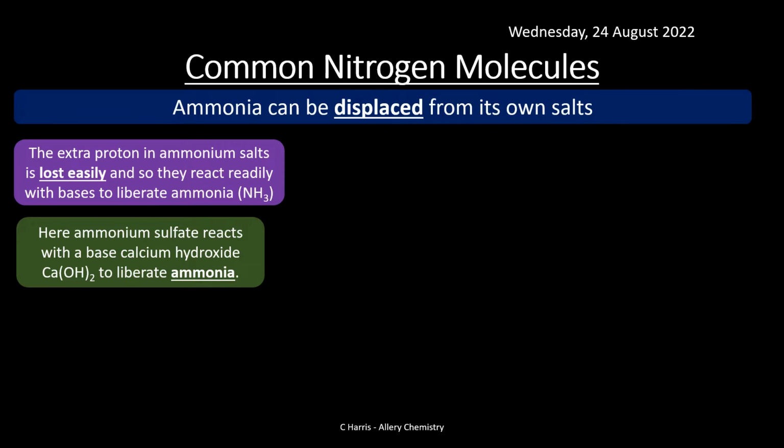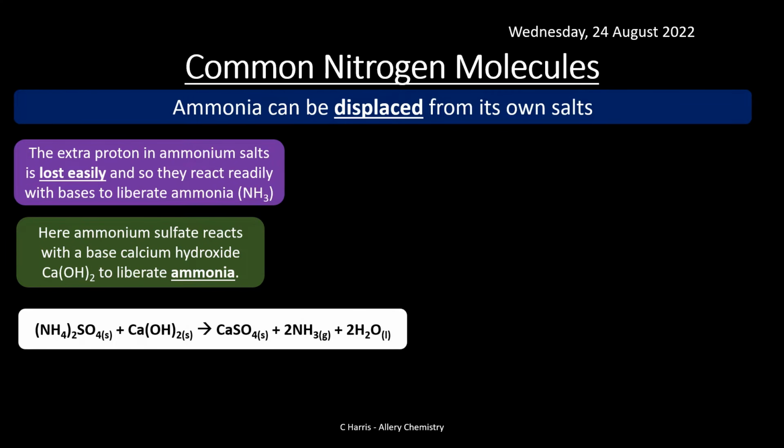So here we're going to use ammonium sulfate, which is the salt, and it reacts with the base calcium hydroxide, Ca(OH)2, which you will have seen in the group 2 topic, and we can liberate ammonia from this. You can see in this reaction, you have ammonium sulfate, your salt, reacting with the base, calcium hydroxide. That forms calcium sulfate plus ammonia, there's your ammonia, and water is produced. So we've liberated ammonia from its ammonium salt by reacting it with calcium hydroxide.